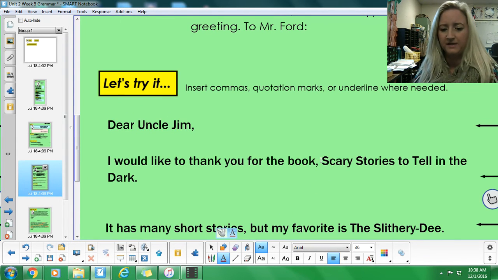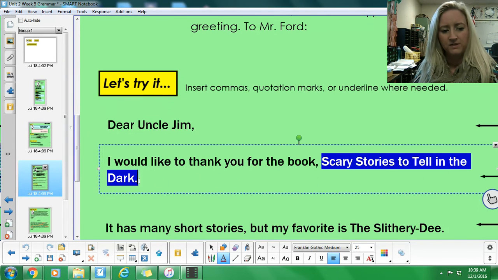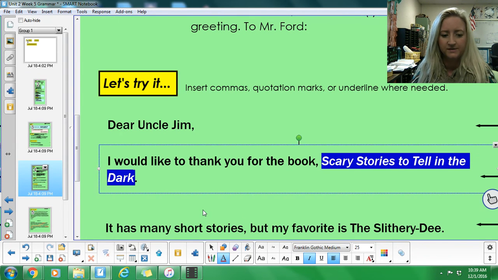Now, some people ask me, how do you know when the book title ends? Do you see how dark is still capitalized here? All important words in a title get capitalized. So sometimes if the's in there, that's not going to be capitalized. The first word, though, will always be capitalized, even if it's the, and the last word will be. So I know all of these words are in the title. And then I put it in italics.